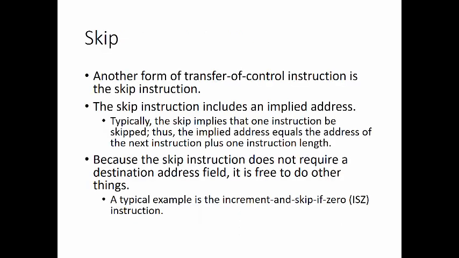Another form of transfer of control instruction is skip. The skip instruction includes an implied address. Typically, the skip implies that one instruction is to be skipped, thus the implied address equals the address of the next instruction plus one instruction length. You can skip more than one, but typically it's implied that you're skipping one. Because it does not require a destination address field, it is free to do other things. A typical example is the increment and skip if 0 instruction, and that one is abbreviated as ISZ.